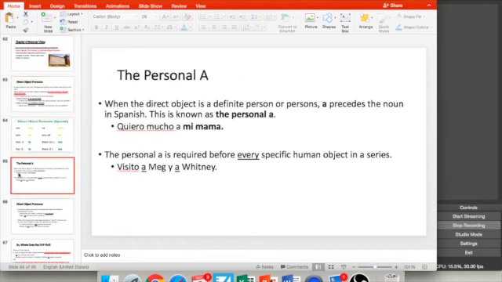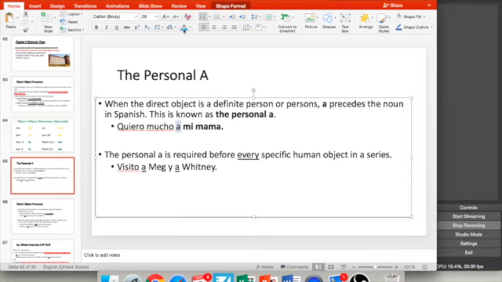Let's take a moment to look at this personal a we were talking about here. So when the direct object is a person, we have to add what is called the personal a after the verb. So for example, quiero mucho a mi mamá. I love my mom a lot. Well, I love who? I love what? Oh, I love my mom, a person. Okay, so in this case, since whatever comes after my verb, quiero, is a person, I need to add the personal a before the person's name. So I love my mom, quiero mucho a mi mamá.